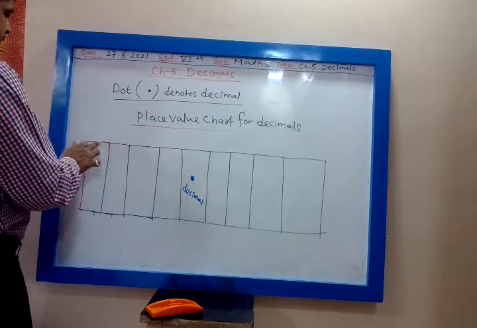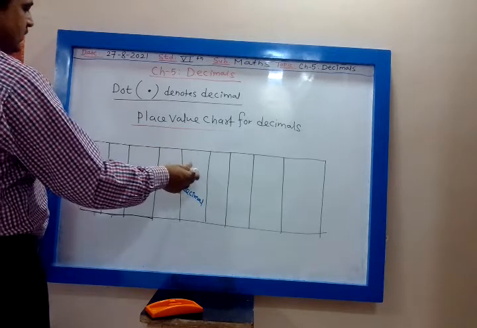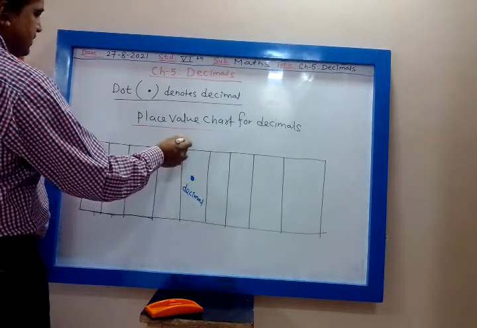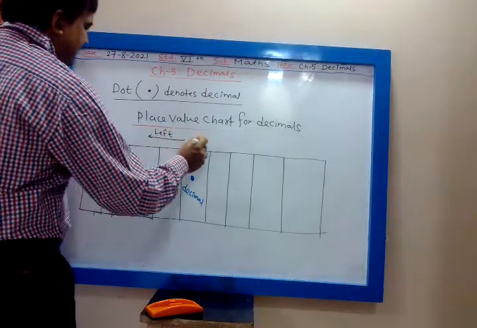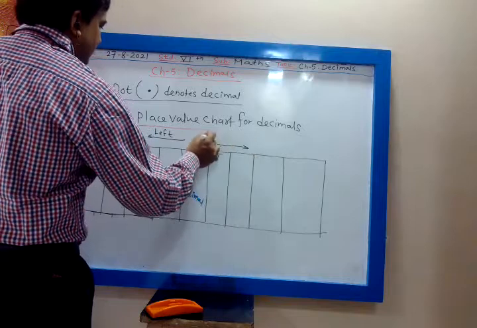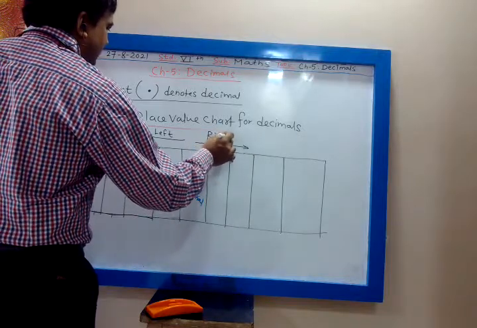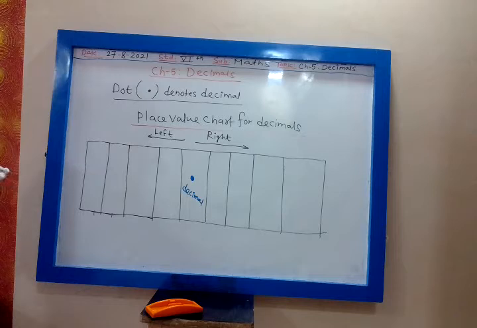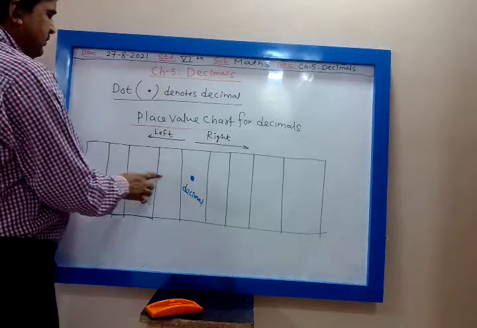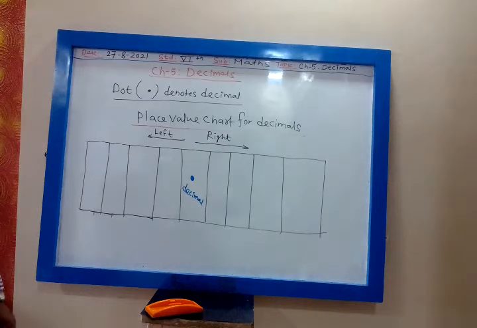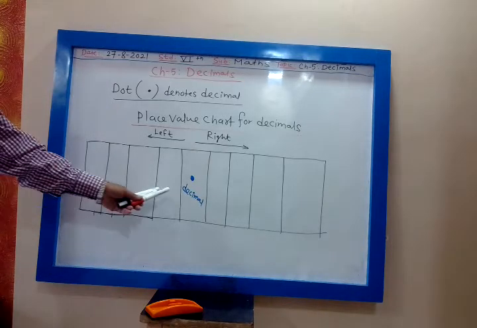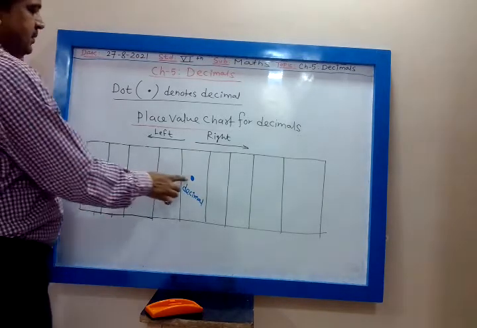Okay. So before decimal means when you move from decimal to the left side, and this is my right side. Dot denotes decimal, my dear. When you move from decimal to the left, 1, 2, 3, 4, in the 5th box you write decimal. I have written decimal in the 5th box of the 9 boxes.